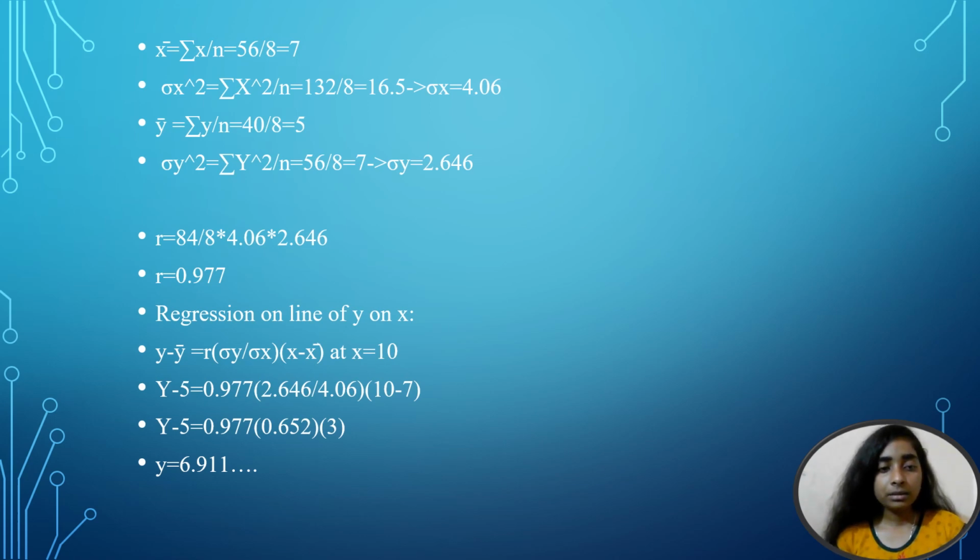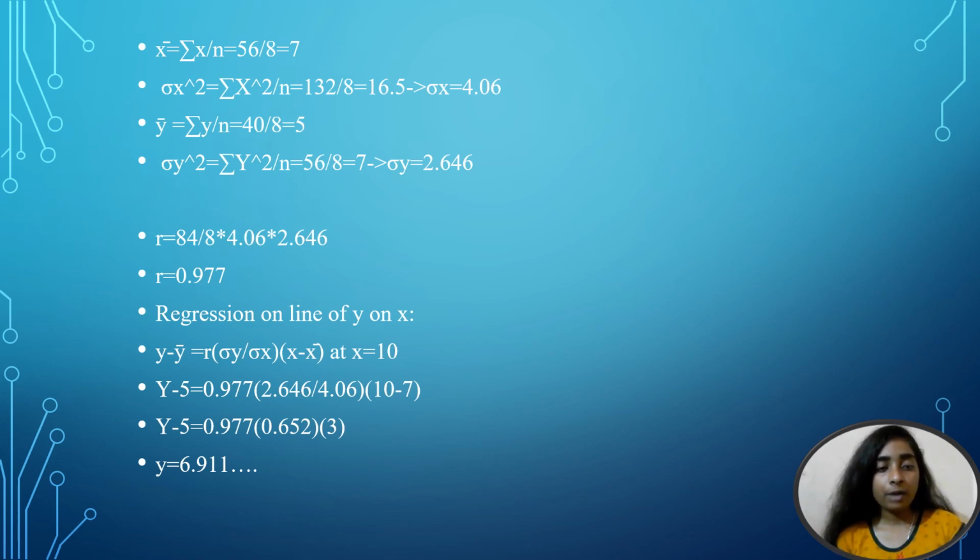And to find the correlation coefficient, that is r is equal to 84 by 8 into 4.06 into 2.646, and that is 0.977, which is the correlation coefficient.